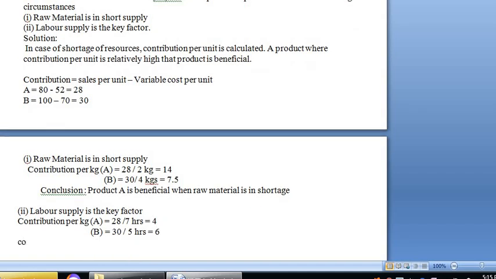So now here what conclusion can you give? Now product B is beneficial when labor supply is the key factor, because whichever contribution value is higher, that we are going to select. So here you can write: product B is beneficial when labor supply is the key factor. Okay.